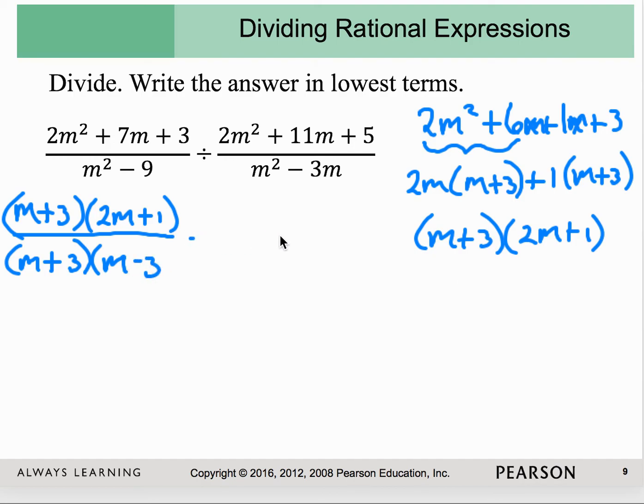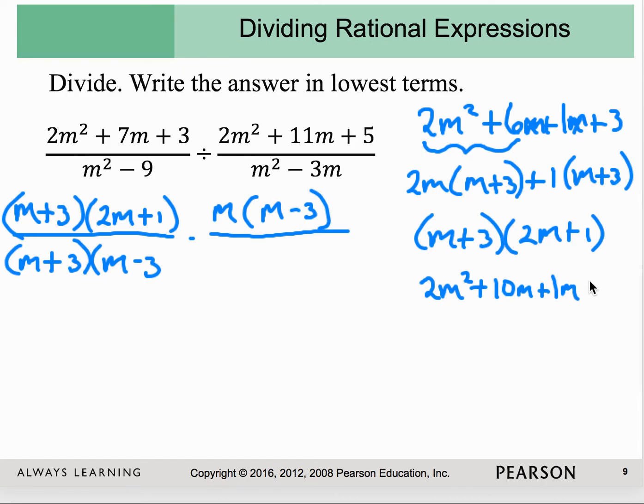Now dot and flip. Okay, so this will be the numerator. All I can do is factor out an m, and that leaves m minus 3. Now I've got to go over to the side and factor this thing. I need two numbers that multiply to give 10, add to give 11. That's 10 and 1, right? So I'm going to rewrite the problem: 2m squared plus 10m plus 1m plus 5.